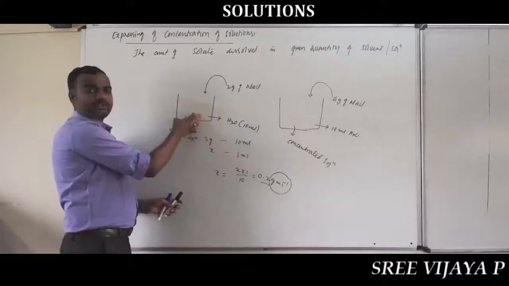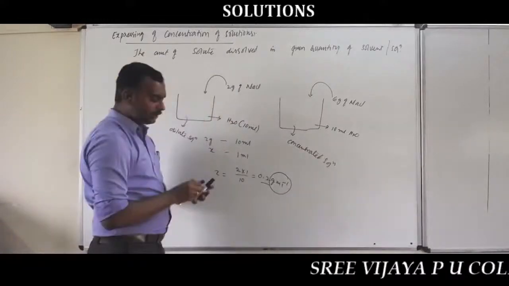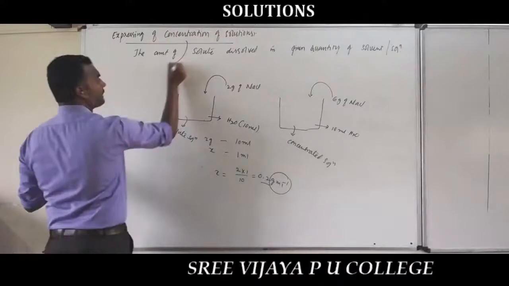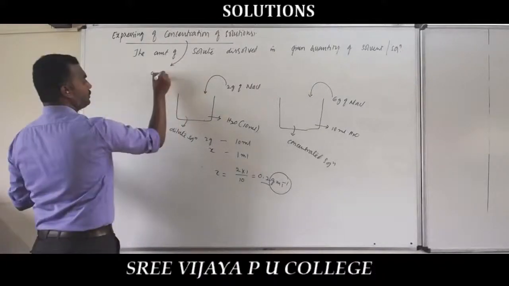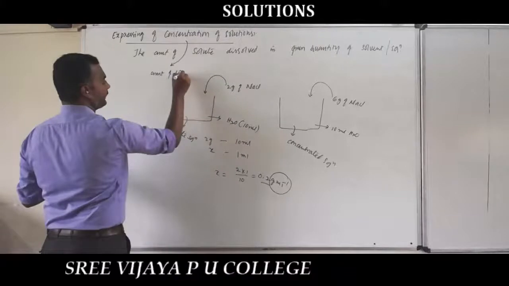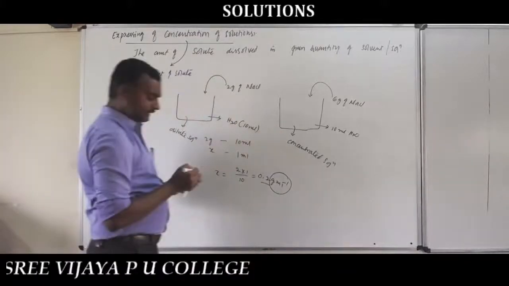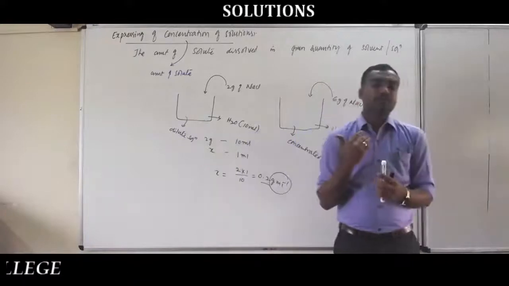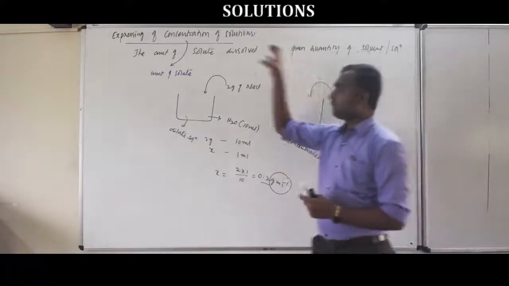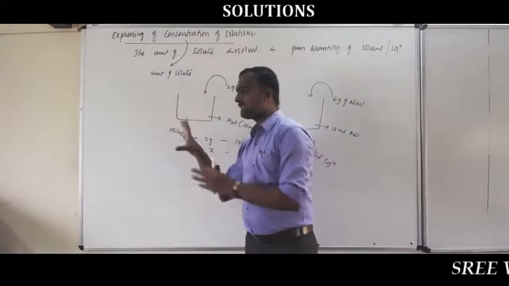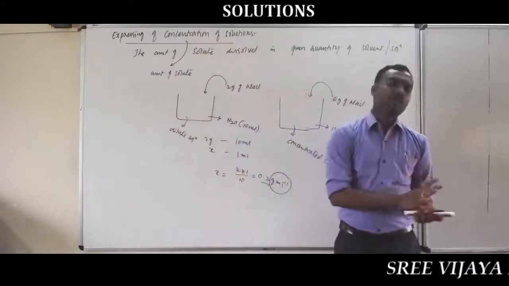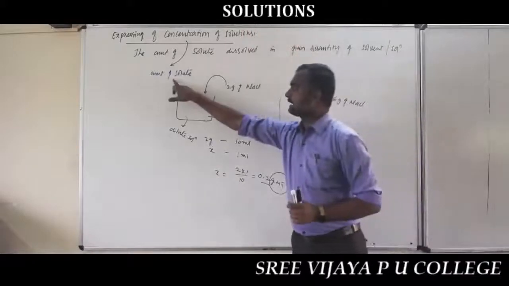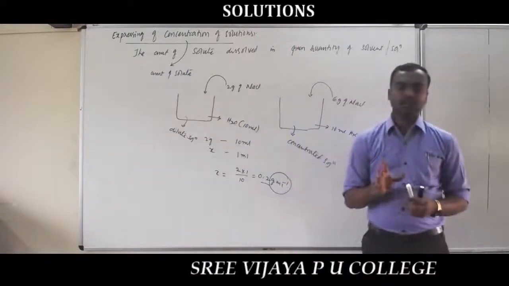So what does concentration depend on? It's very very important. Concentration mainly depends on the amount of solute that is dissolved in the given quantity of solvent. The quantity of solvent is the same, and how much amount of solute is dissolved in it, that amount of solute can decide whether the solution is a dilute solution or a concentrated solution. So finally we can say the concentration of the solution mainly depends on the amount of solute.